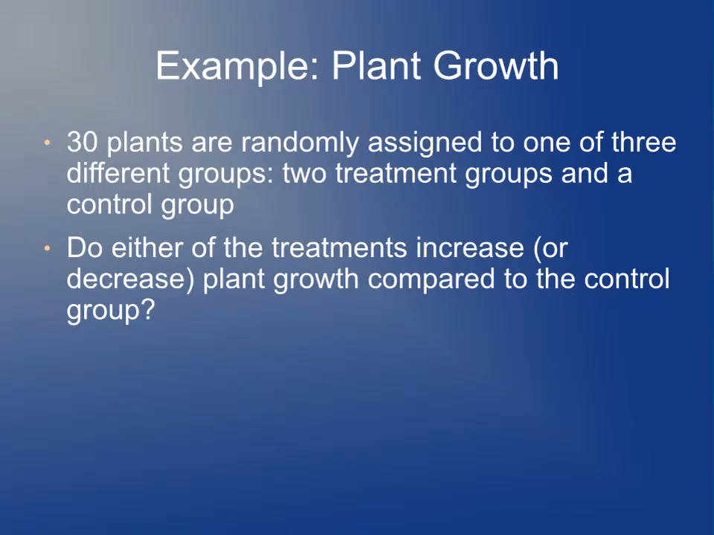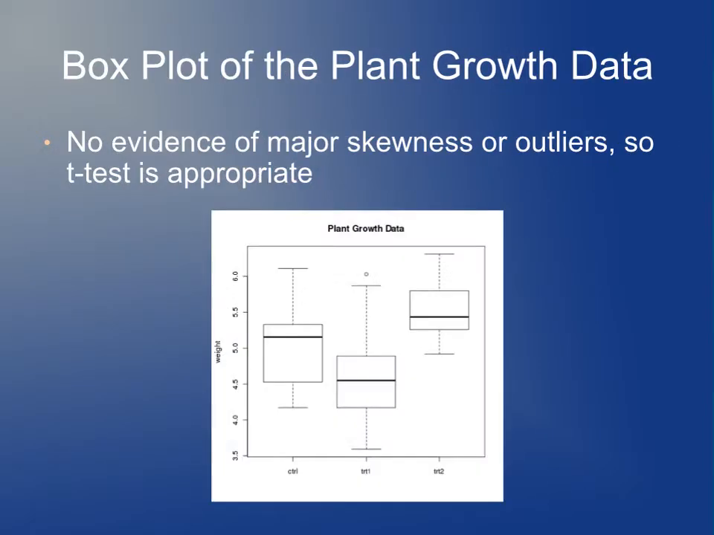So an example of a two-sample t-test. We have 30 plants that are randomly assigned to one of three different groups, two treatment groups and a control group, and we want to see if either of these treatments increase or decrease plant growth compared to the control group. I think I used this example in a previous lecture. This data set is built into R. In any event, here are some side-by-side box plots of this data set.